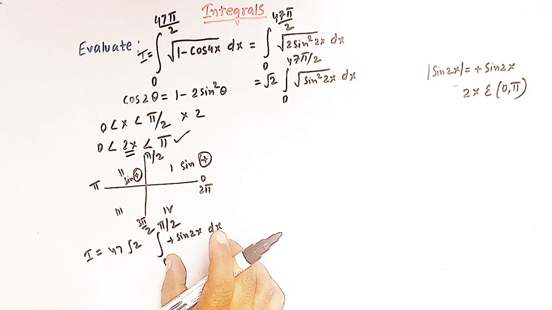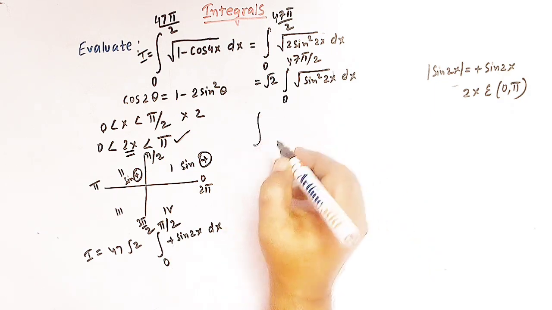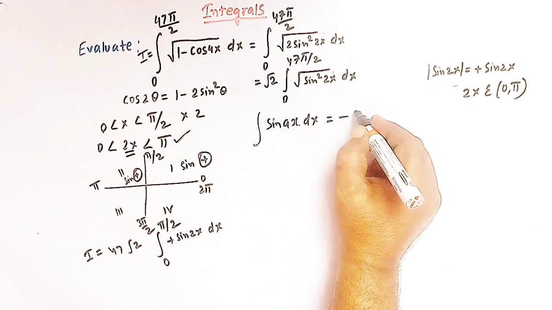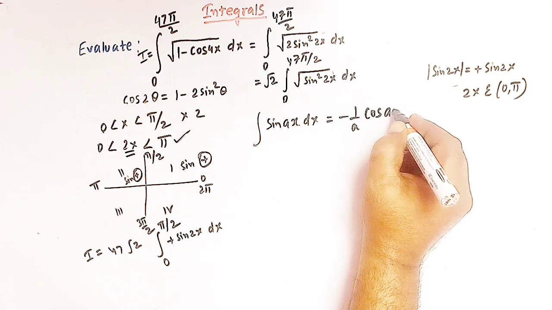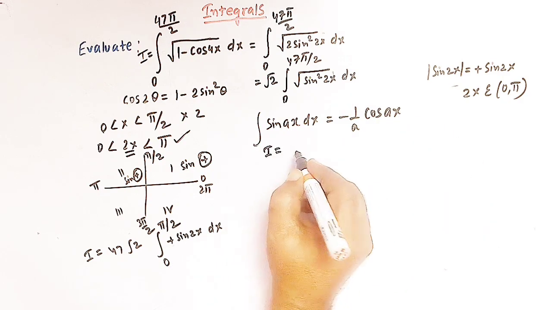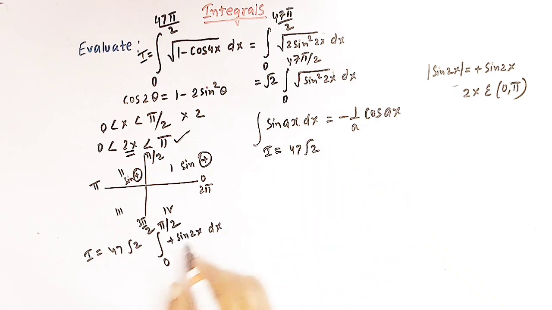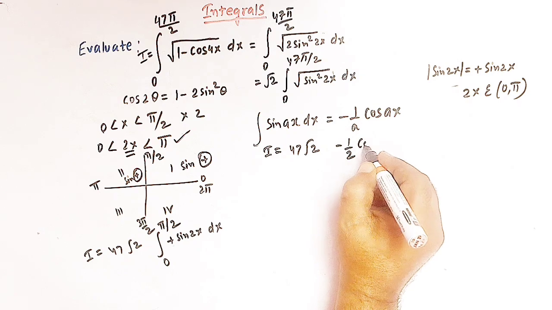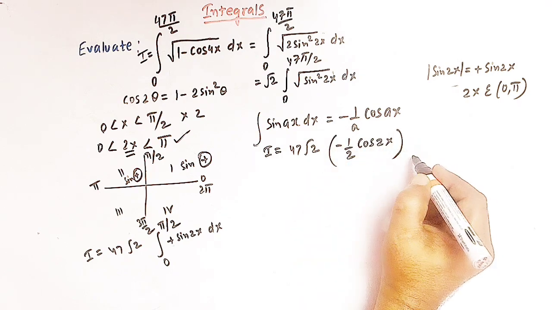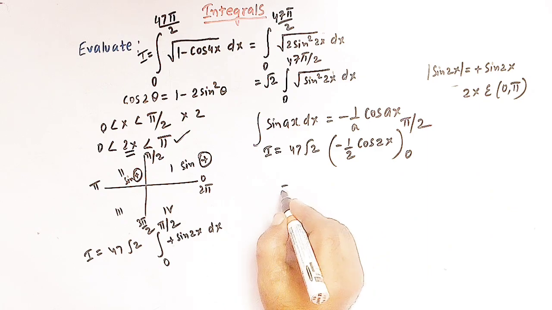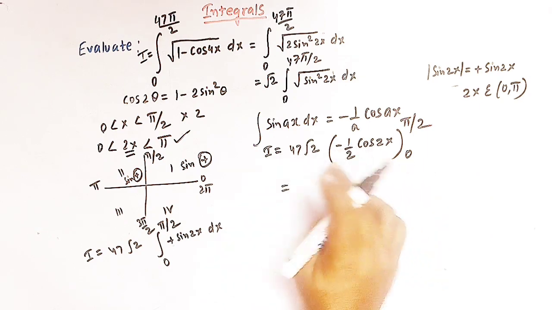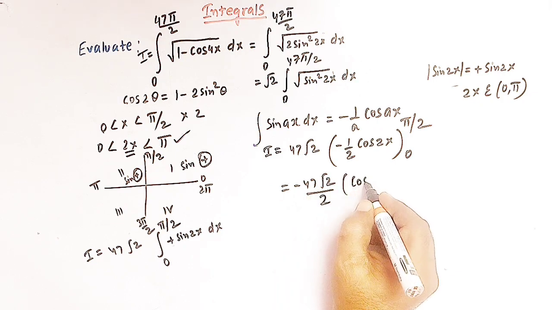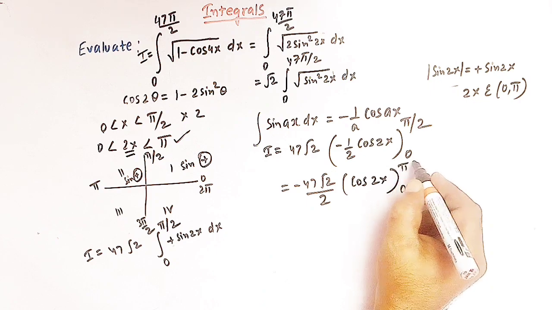So now we have an easy integral here, and we know that the integral of sin ax dx is given by minus 1 over a cos of ax. And here we have I equal to 47 root 2, and the integral of sin 2x is given by minus 1 over 2 cos of 2x, and the limits of integration are from 0 to pi by 2. Now taking minus half outside the bracket, we have minus 47 root 2 over 2, and we have simply cos 2x from 0 to pi by 2.